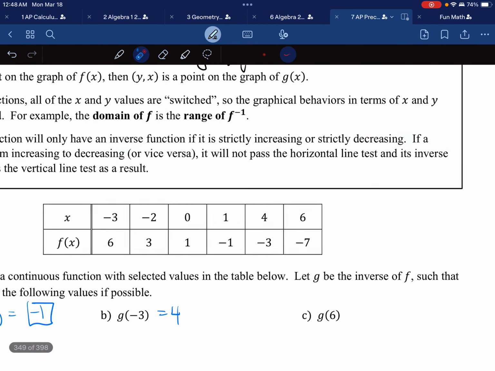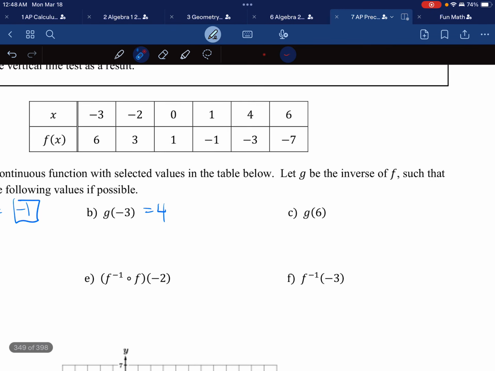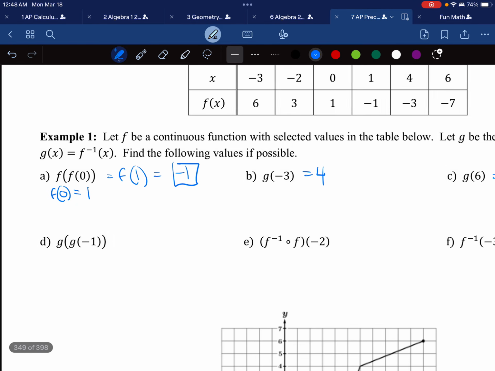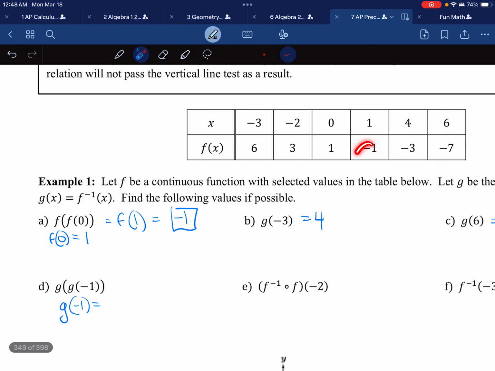6 goes to negative 3, or I can come up here and say that 6 goes to negative 3. So we can come over here and say negative 3. g of negative 1. Okay, what is just g of negative 1? Again, I can look at the table here and go backwards to 1. So this is going to be 1. So now this is going to be equal to g of just 1. And g of 1, that 1 goes to 0. So you can come up here and say that this is equal to 0.